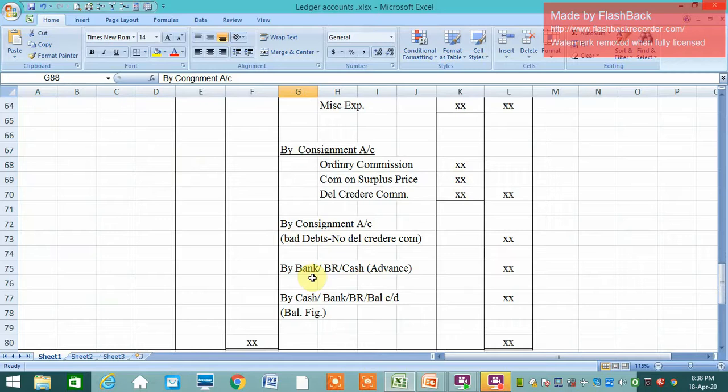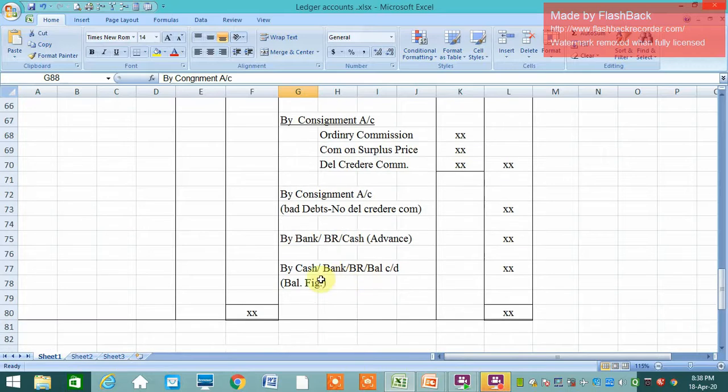If advance is given through cheque or draft, then by bank will come. It depends on the problem. Whatever is given, advance given by cash, bills receivable, cheque, accordingly you have to write. While closing the account, you can transfer the balance to cash, bank, or bills receivable. Again, this depends on the problem. If nothing is mentioned that accounts are settled, you can simply keep the balance carried down.